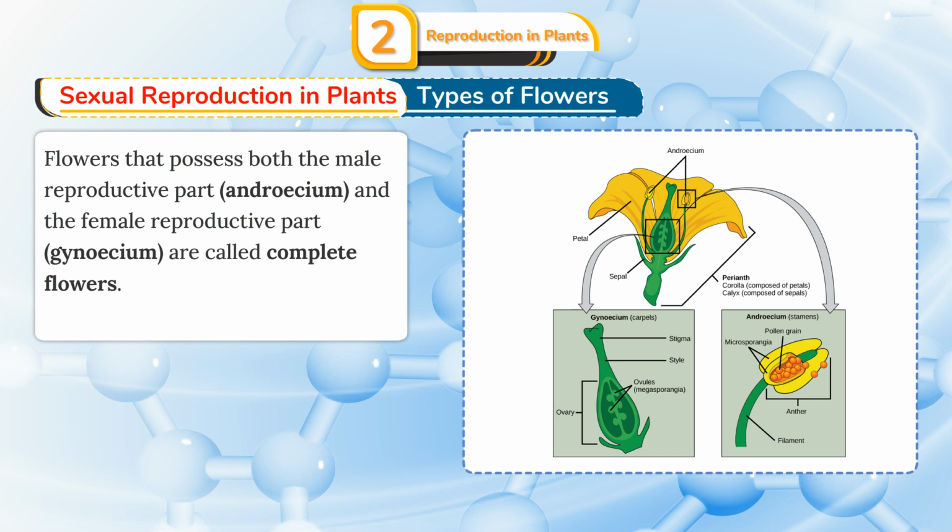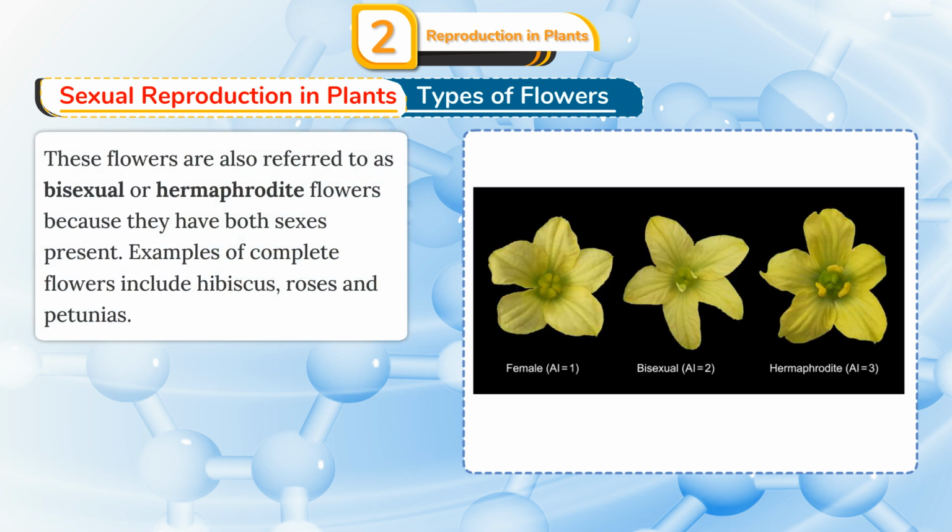Flowers that possess both the male reproductive part, androecium, and the female reproductive part, gynoecium, are called complete flowers. These flowers are also referred to as bisexual or hermaphrodite flowers because they have both sexes present. Examples of complete flowers include hibiscus, roses, and petunias.